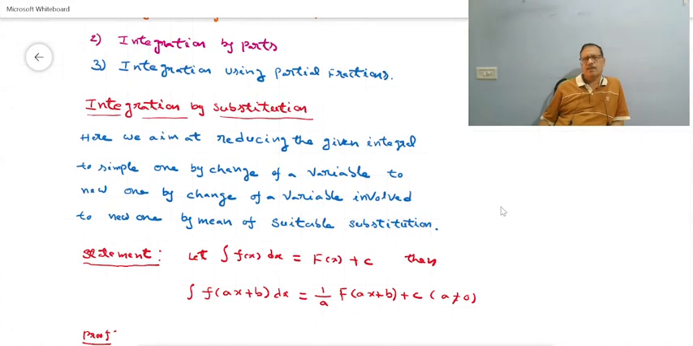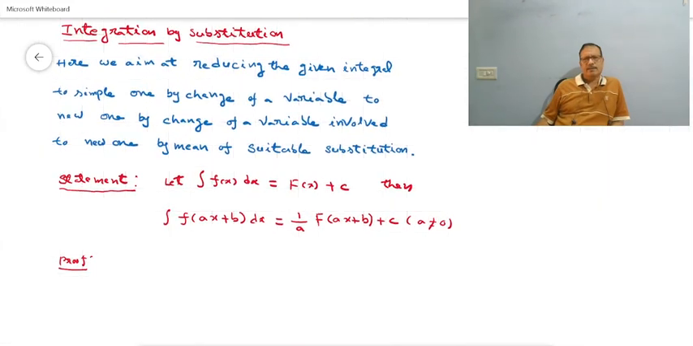Integration by substitution. Now we are going to reduce the given integral to a simple one by changing the variable to a new one. So very simple statement you are going to learn. Let integral of f of x dx is equal to capital F of x plus constant. Then integral of f of ax plus b dx is equal to 1 by a into F of ax plus b plus constant, where a is not equal to 0.